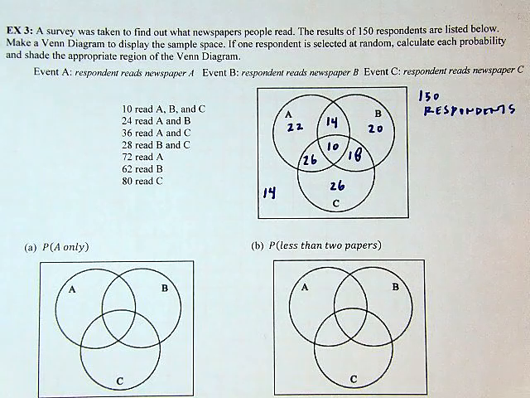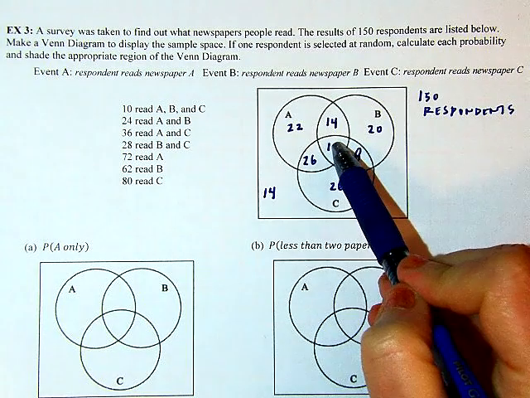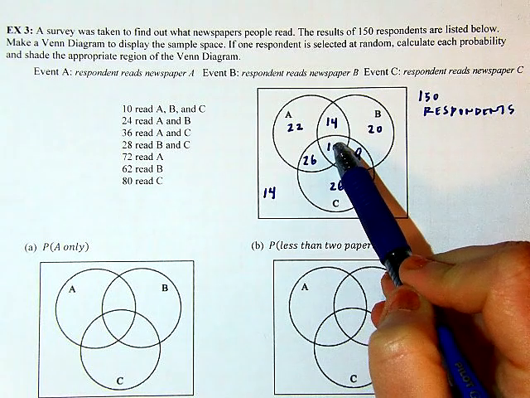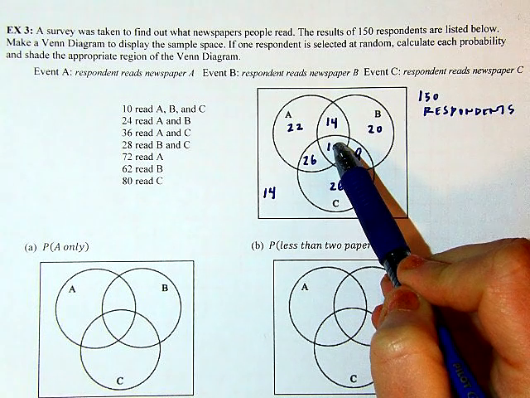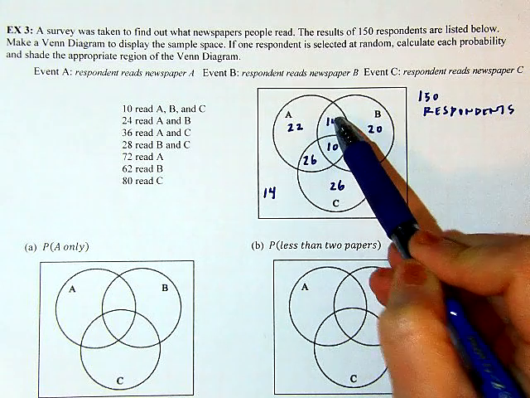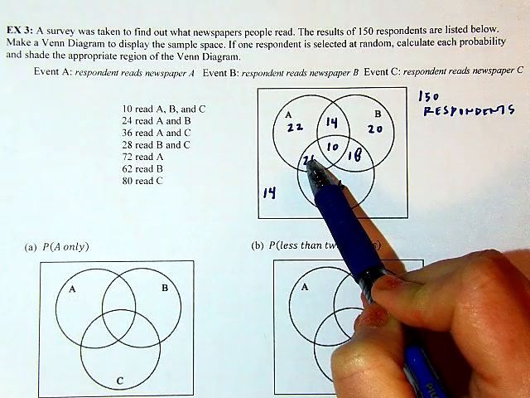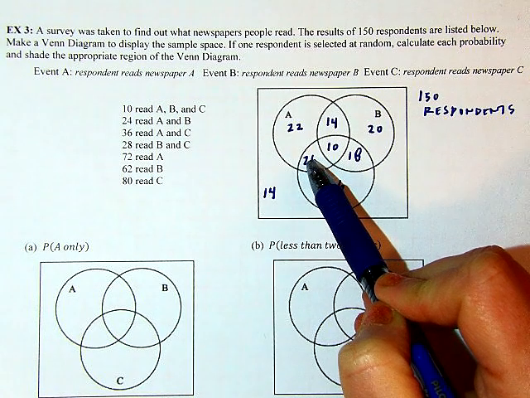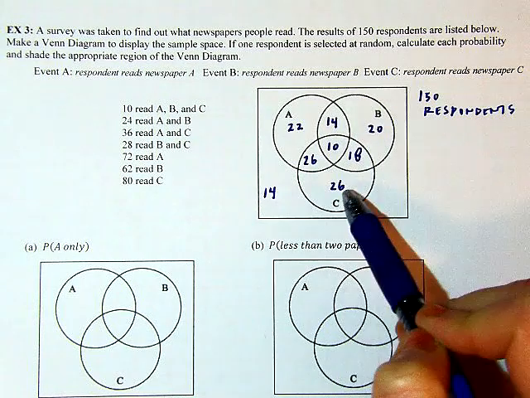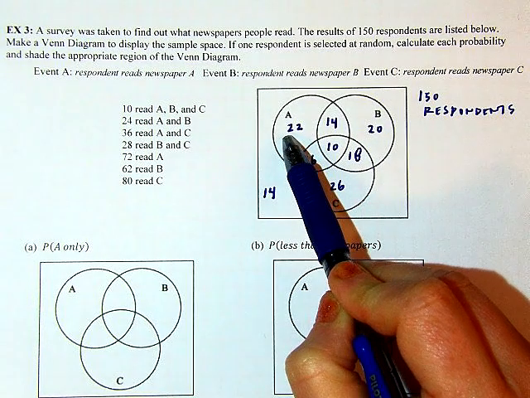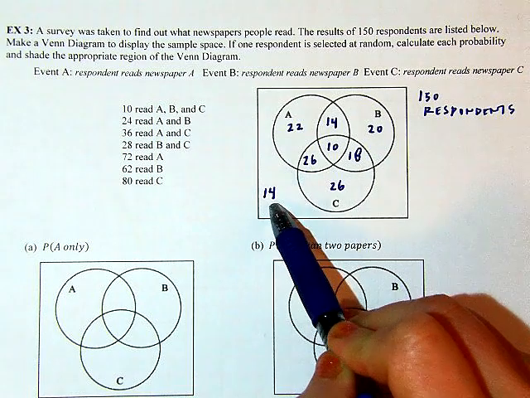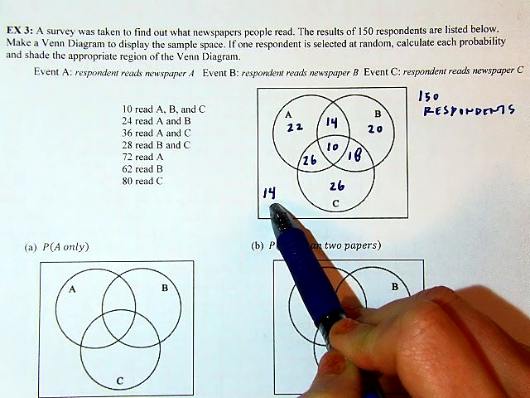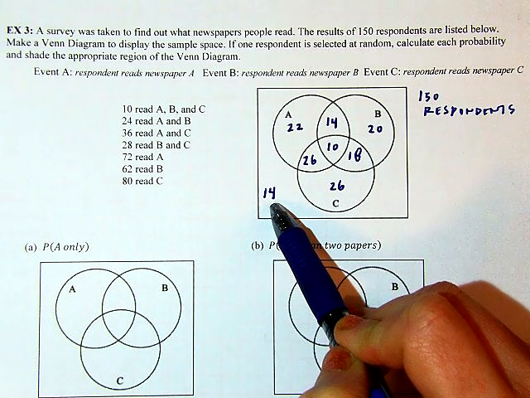So what's nice about seeing it this way now is that I can see that this 10 right here, they do all 3 things. They read all 3 newspapers. Anything here, here, here, they read exactly 2 newspapers. Here, here, and here, they read exactly 1 newspaper. And this 14, they don't read any of them. They read 0 of them.